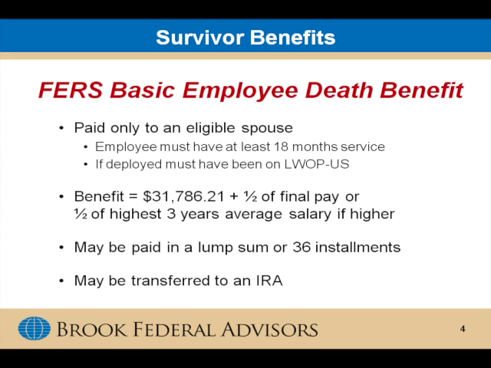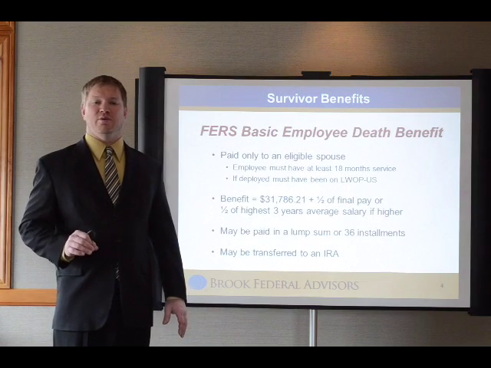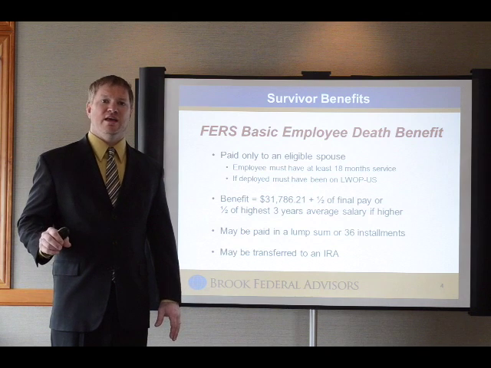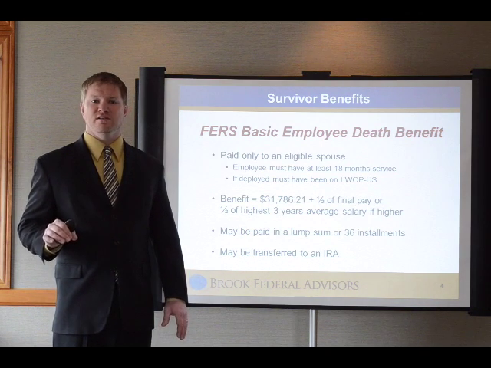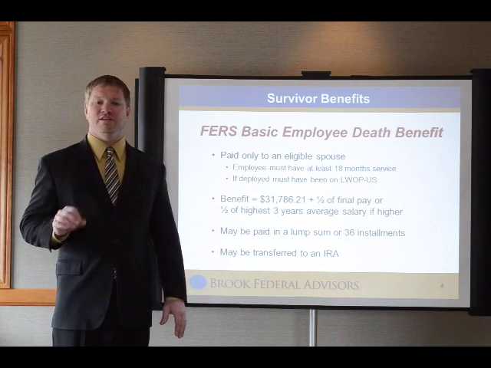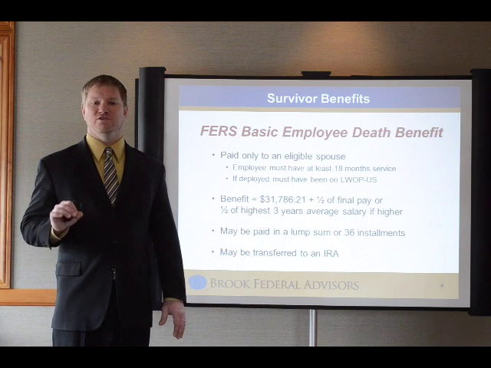The first item, the basic employee death benefit, is paid only to an eligible spouse. In order to be paid that, the employee needs to have been employed for at least 18 months, and that benefit is $31,786.21 plus half of your final salary or half of your high 3 salary if that's higher. That $31,786 amount goes up with inflation each year, and that benefit in total can only be paid to that eligible spouse.